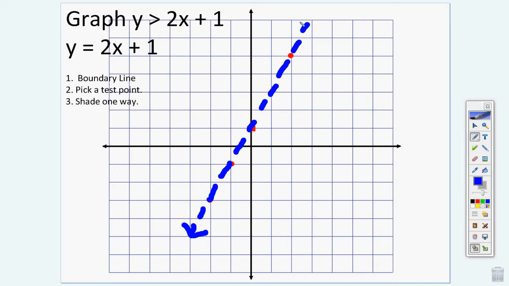All right. So here it is. Notice the arrows. Don't forget your arrows.